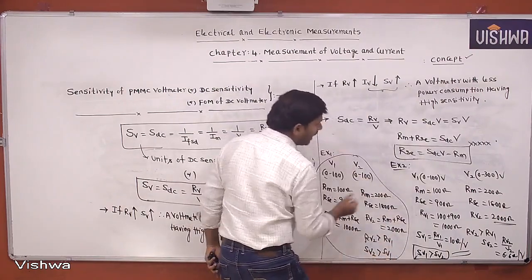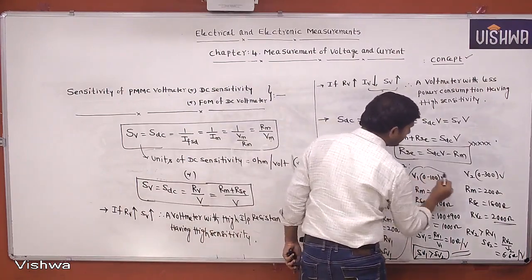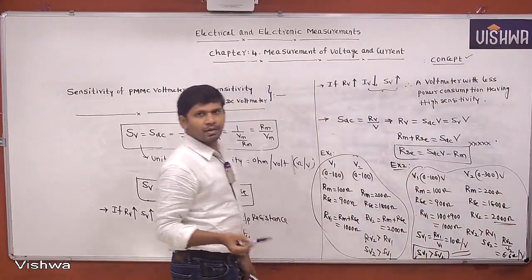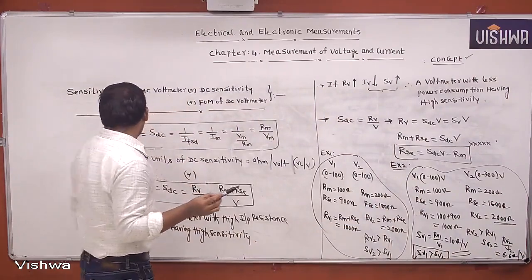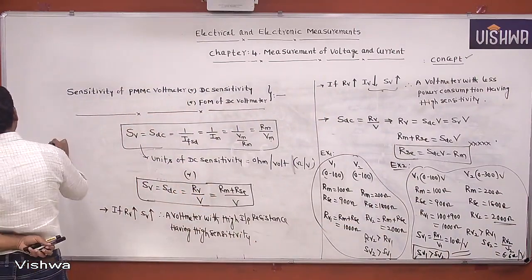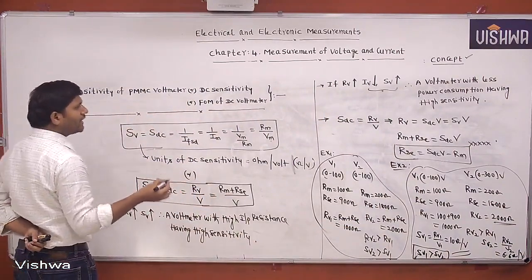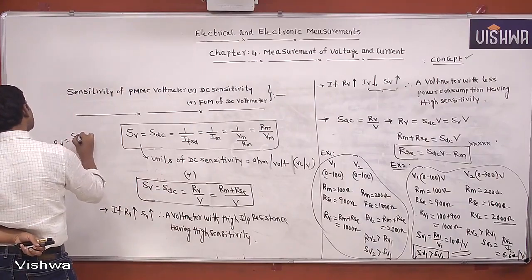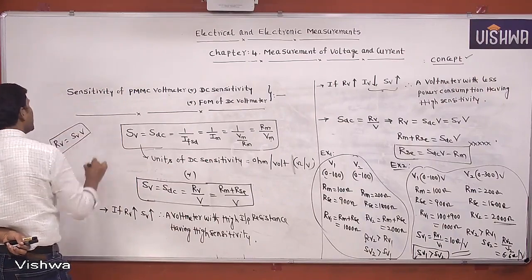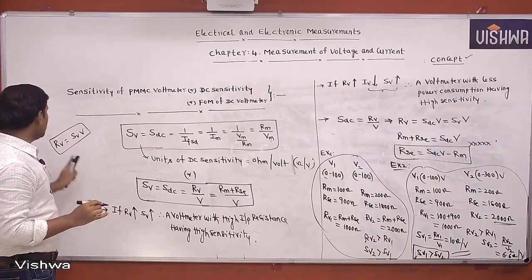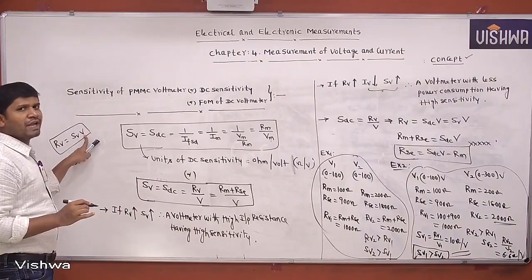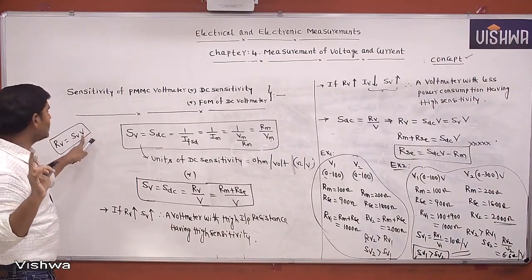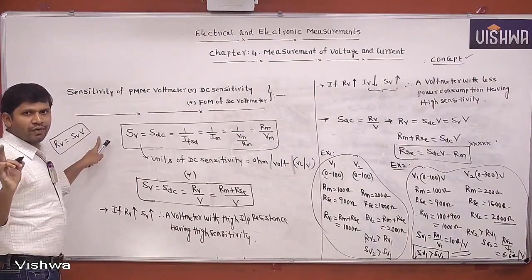These two examples I am explaining show how to compare the sensitivity. But note what I told: once you know the sensitivity, the input resistance of the voltmeter is calculated as RV equals SV into V. Point to remember, always the input resistance is calculated for full scale deflection, not for the measured value.